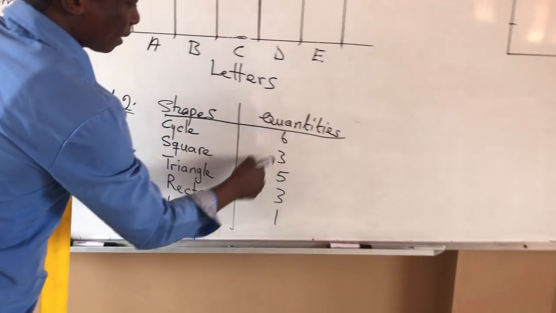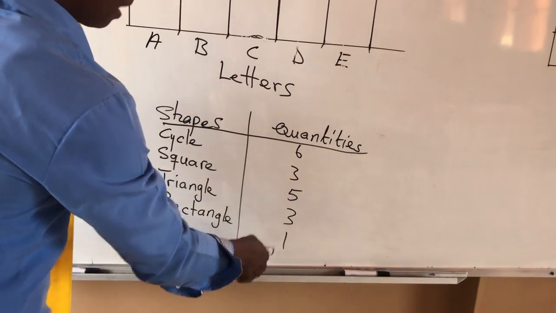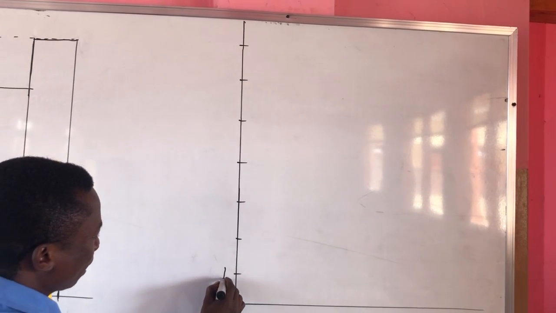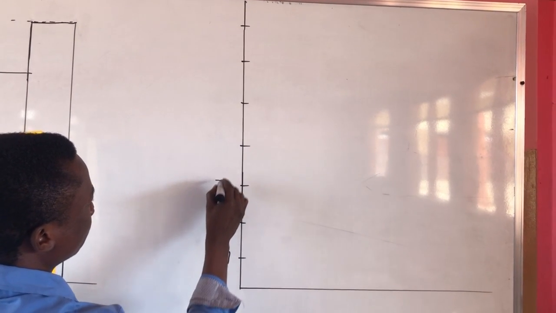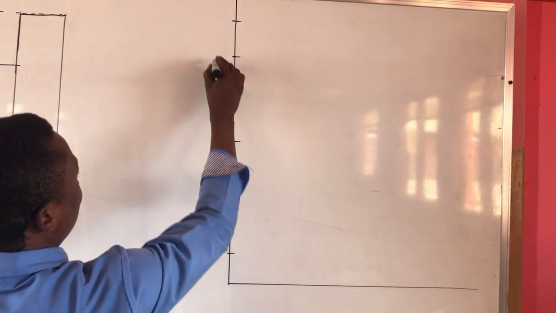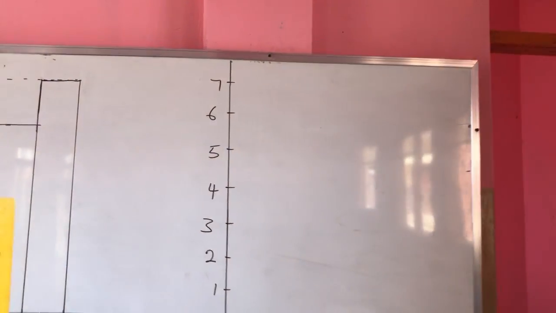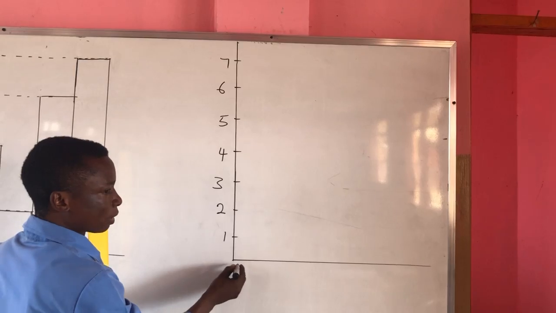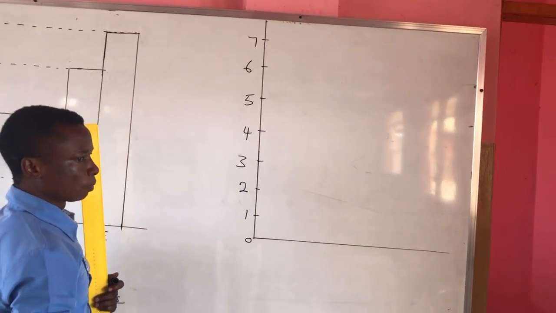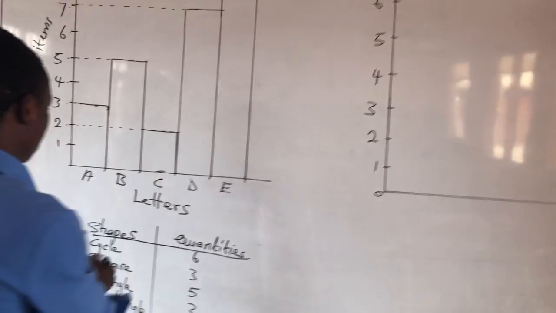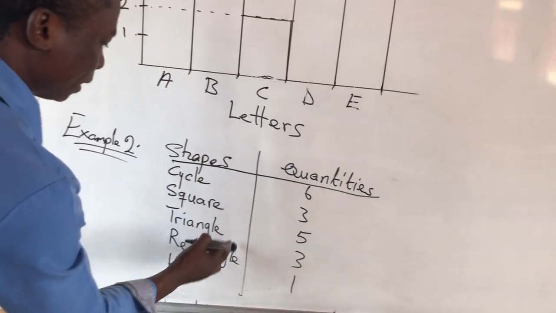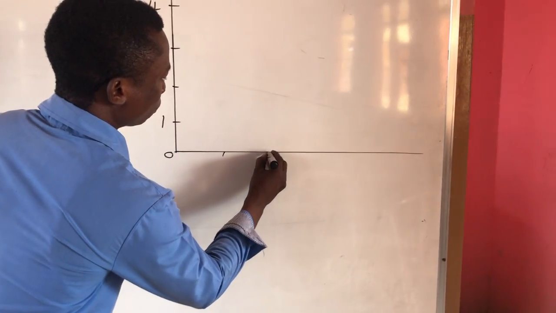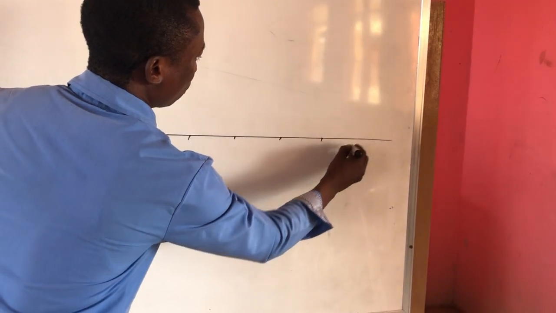Now look at this. The highest number here is what? 6. So I'll start from, this is always 0. Where the line meets is the origin. This is 1, 2, 3, 4, 5, 6, 7. Where the vertical and the horizontal line meet, this is what? The origin, or 0. Do you get it? Let's continue with this. We have 1, 2, 3, 4, 5. So we have to mark over the 5 lines.